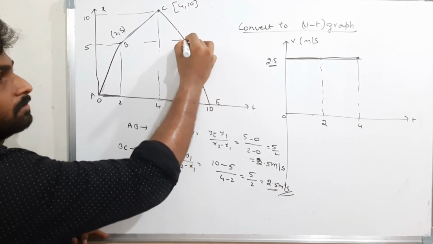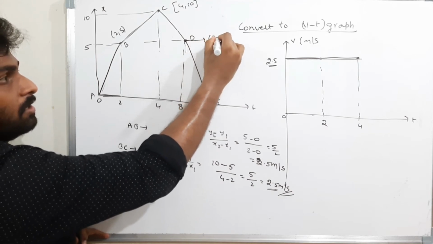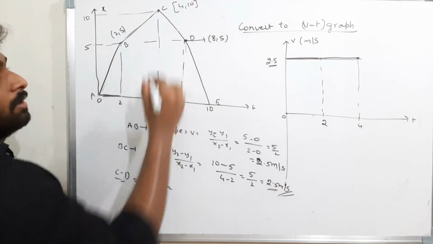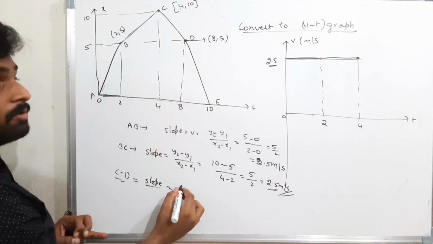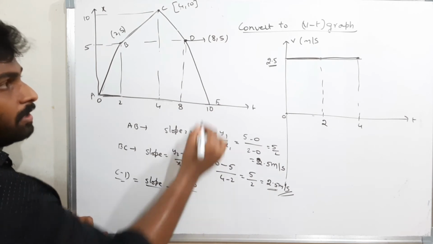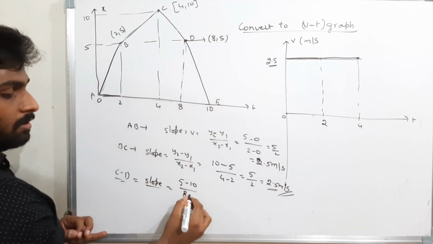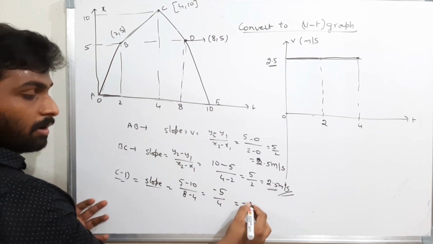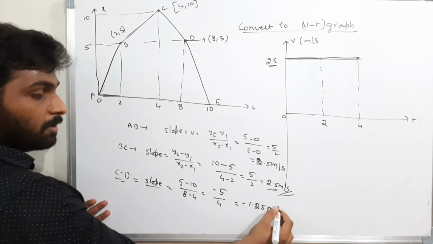What are the coordinates? The coordinates are (8, 5) and (4, 10). Therefore, use the equation: what is this? (y2 minus y1) by (x2 minus x1). 5 minus 10 by 8 minus 4. How much? Minus 5 by 4. How much? Minus 1.25 meters per second.